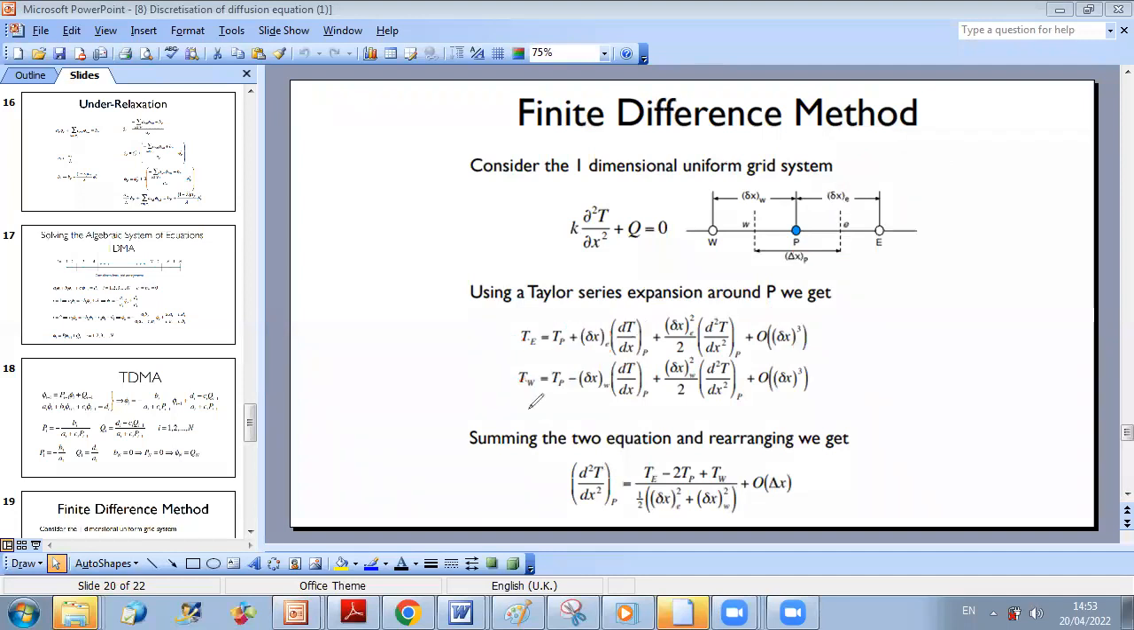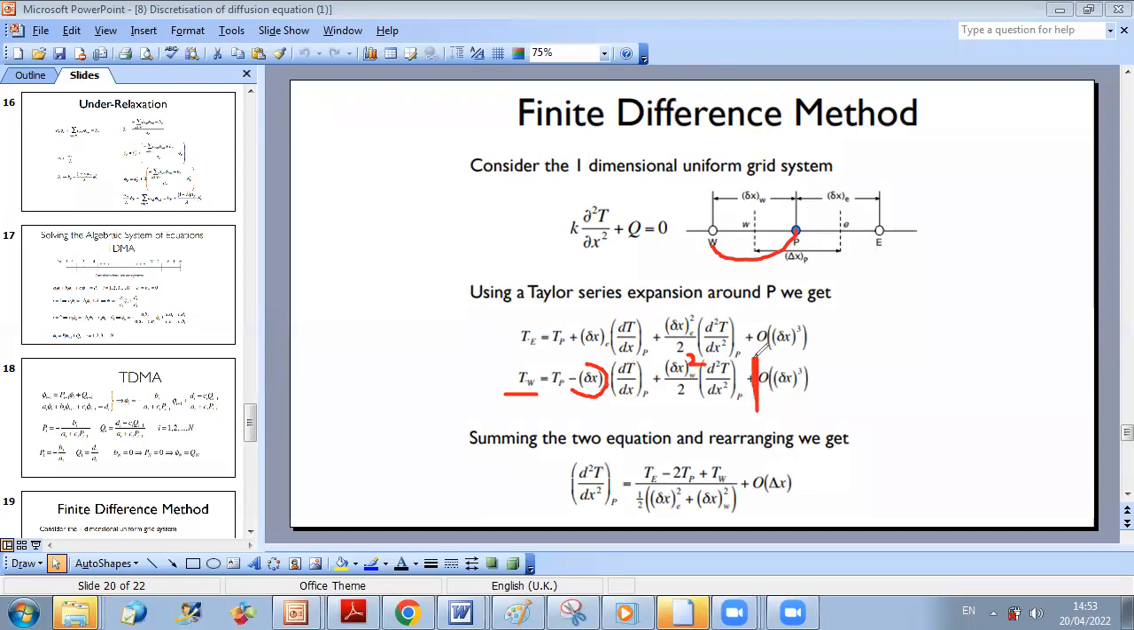Okay? So now if you do the computation of T west, then because west point is before P, you will write minus delta x west here. So TW is TP minus delta x west dT over dx at P. Here, whenever you have an even coefficient, the minus goes away, meaning plus delta x square over 2 times second derivative of T with respect to x at P, plus an error of order delta x cubed because we did the truncation here.